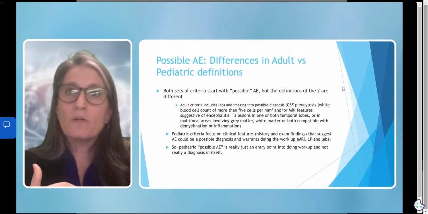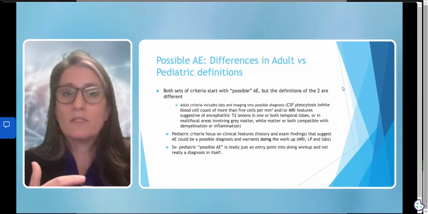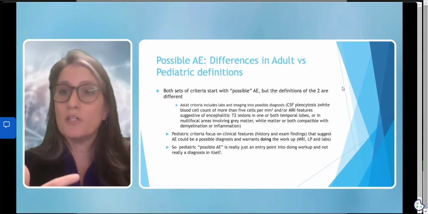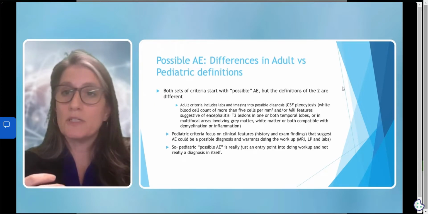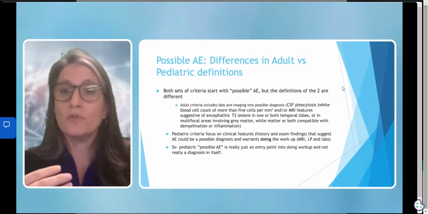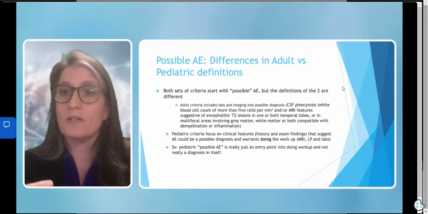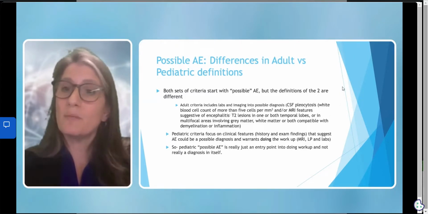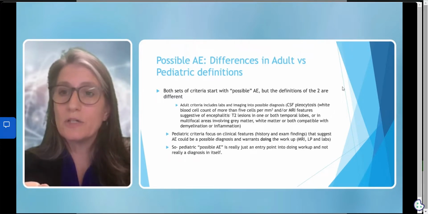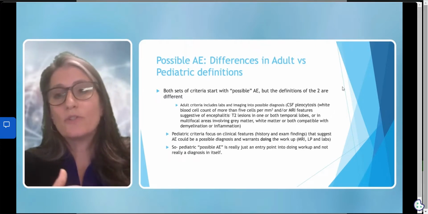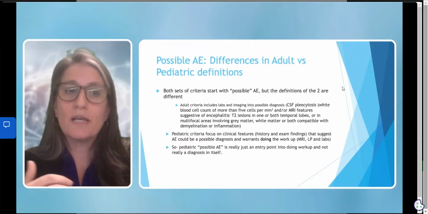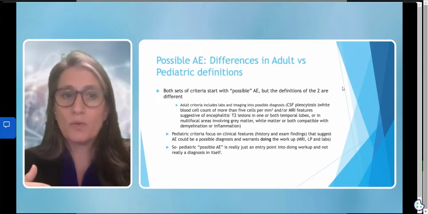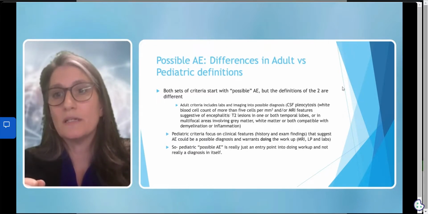For pediatrics, one of the challenges that we recognized was that it is often hard to know when to even initiate a workup in children. And so these criteria for possible were really made with the idea that you would be helping clinicians decide when it's worth doing some invasive studies like a lumbar puncture, or even an MRI in children, which may require general anesthesia in addition to the lab work. And so the term possible autoimmune encephalitis in pediatric criteria is really just an entry point into the diagnostic workup and should not be considered a diagnosis in and of itself.